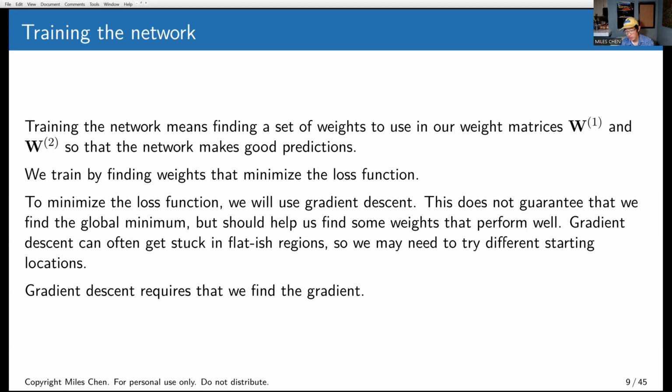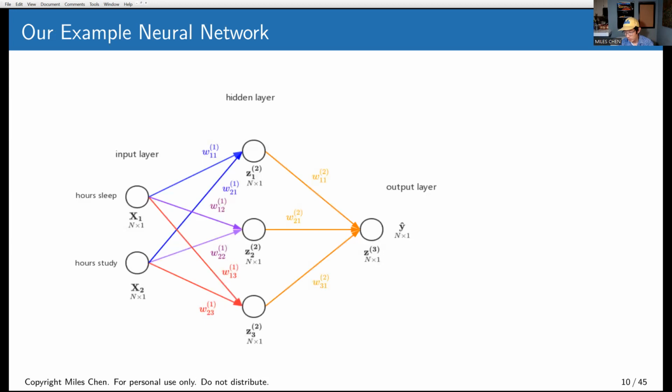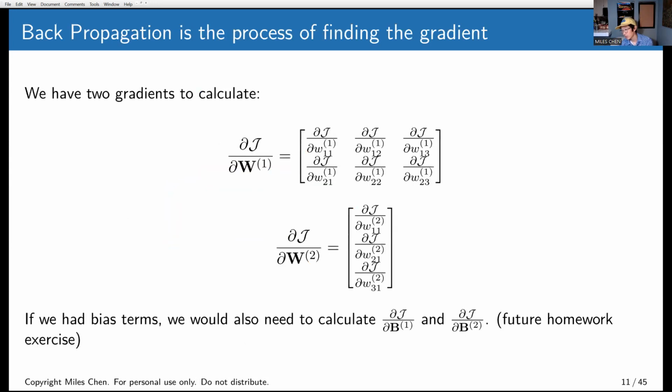Okay, but gradient descent can get stuck in regions if it ends up being flat. And so, to combat that, you might need to try different starting locations. Gradient descent also requires that we find the gradient. So here's our neural network again: two nodes in the input layer, three nodes in the hidden layer, one node in the output layer. And this is the goal. We want to find the two gradients: the gradient of the loss function with respect to our first weight matrix, and the gradient of the loss function with respect to our second weight matrix.